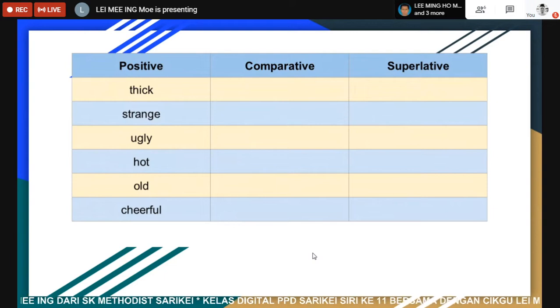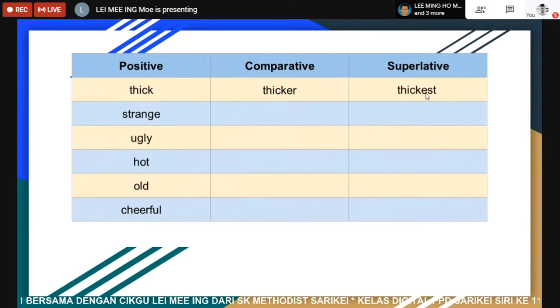All right, so the answer is thicker. You just plus ER. This follows rule number 1. So when your comparative is following rule number 1, it means that your superlative is following rule number 1 too. So superlative for thick is thickest with plus EST. All right, next one, strange. What is the comparative form for strange? Please type it down in a few seconds.